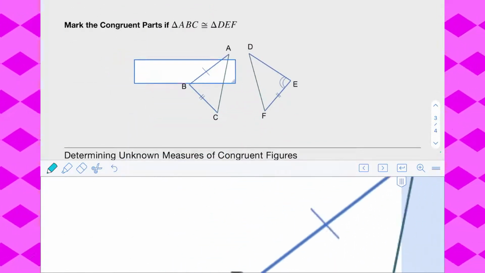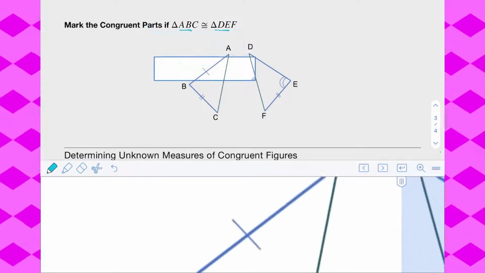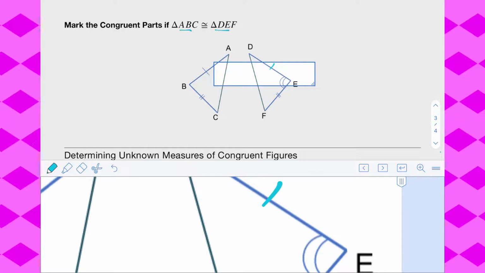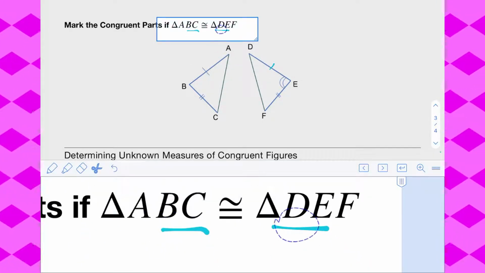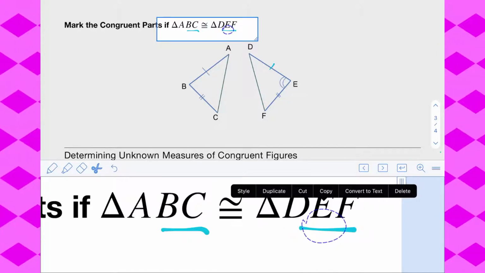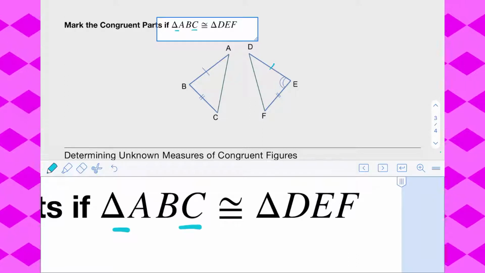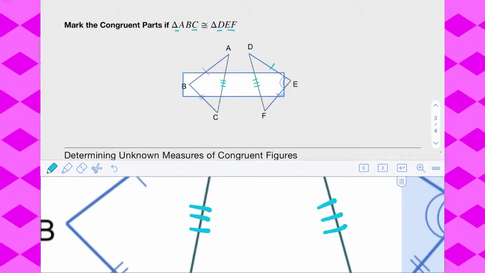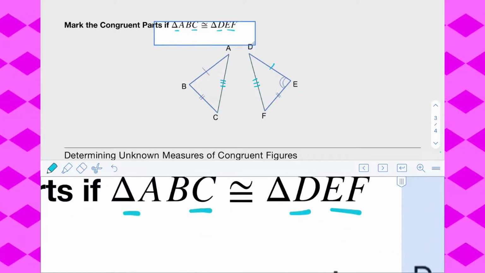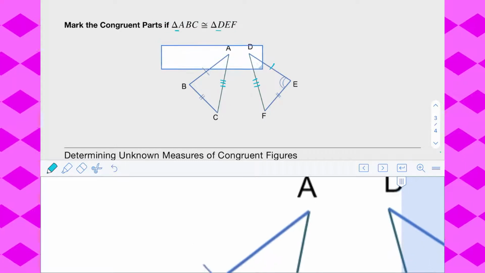All right, so let's mark all our corresponding congruent bits, right? As in the name, corresponding congruent bits should be in the same place. So AB is congruent to DE, BC is congruent to EF, which, hey, that's already marked. And then AC should be congruent to DF. Now, it's important that I used 3 marks there just to signify they're the same, but they're not the same as anything else.